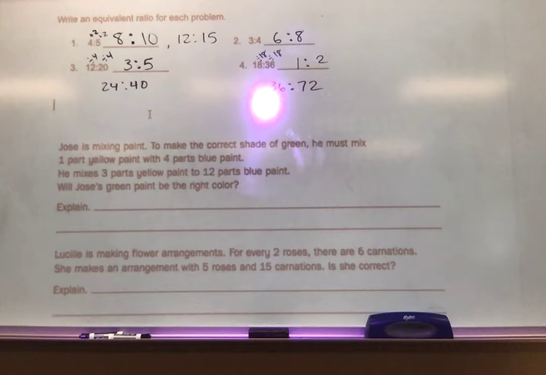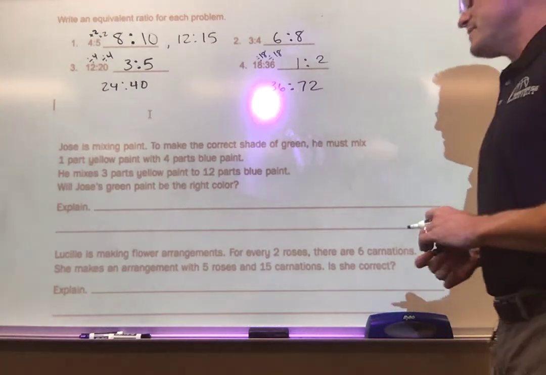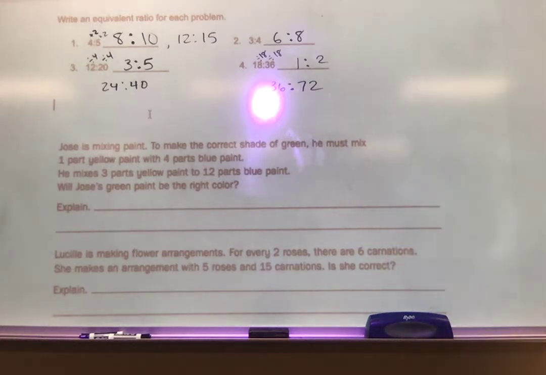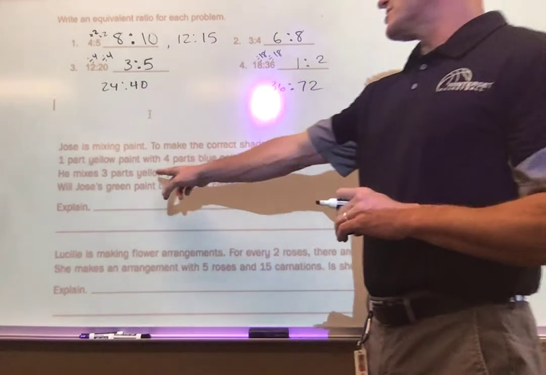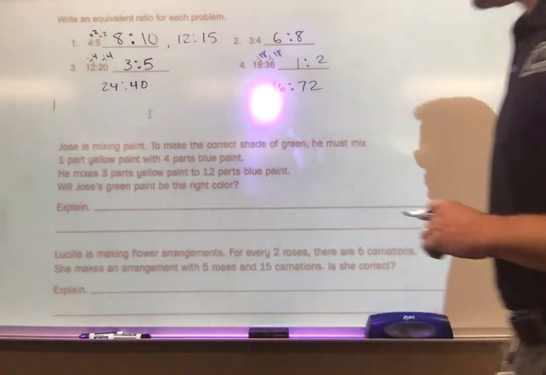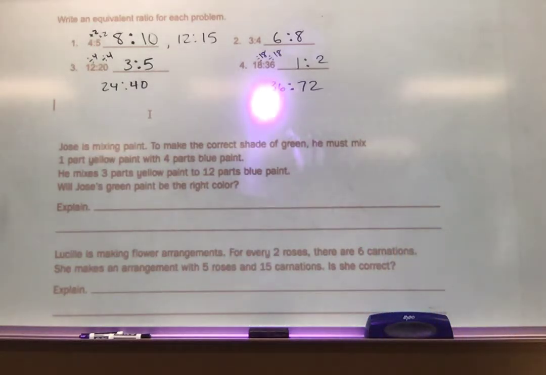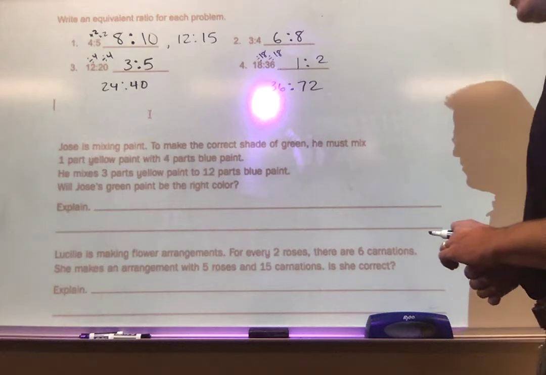The first problem here, solving a word problem here. Jose is mixing paint to make the correct shade of green. He must mix 1 part of yellow with 4 parts of blue. So he's got to keep that rate to get the color that he wants. So he decides that he's going to mix 3 yellows to 12 parts blue. 3 parts yellow to 12 parts blue. Will Jose's green paint be the right color? Did he keep it equivalent? Okay, so our job is to explain, would that work?